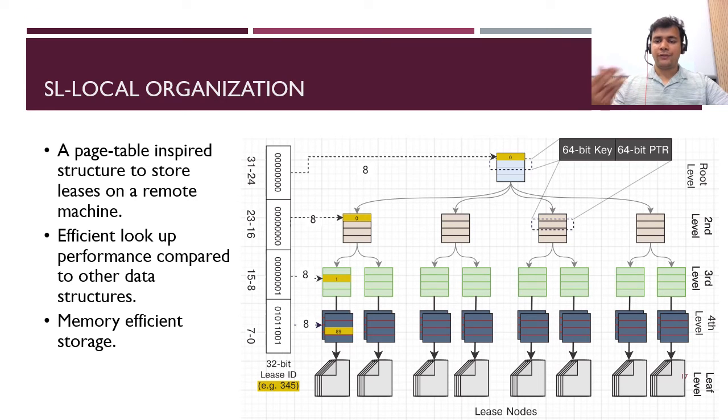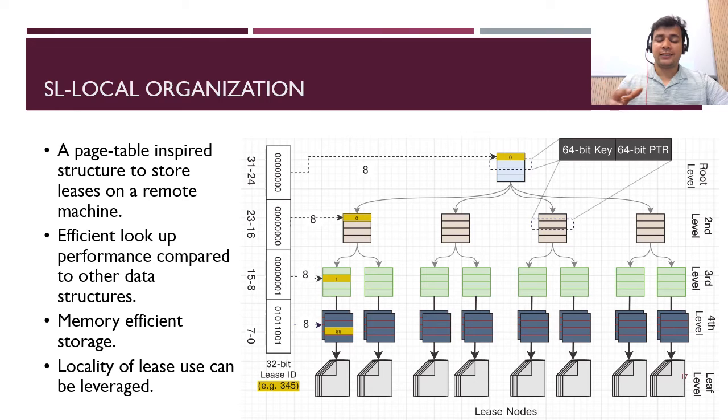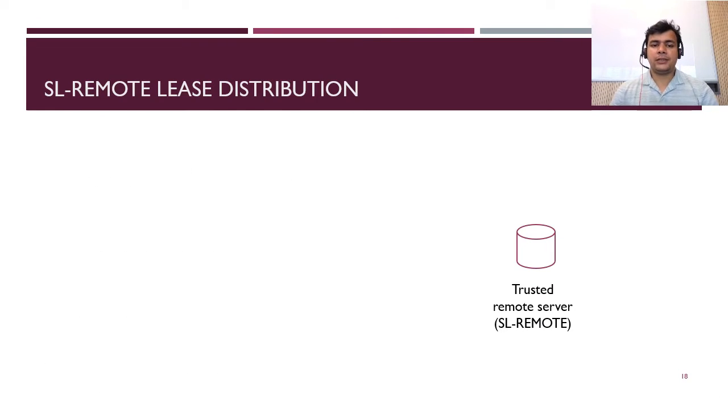This also allows for efficient memory use, since if a portion of the tree is not used, it can be offloaded to the secondary storage. Furthermore, the leases that are accessed together can be grouped under a single parent, which will improve the performance of lookup. So here's the distribution of the leases.